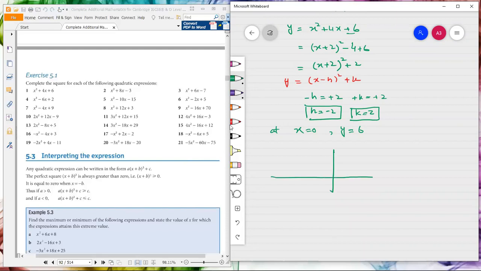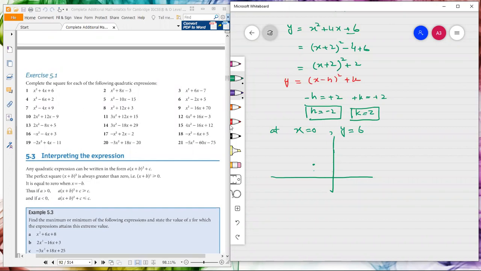This is the vertex of the graph. First, the coefficient of x square here is positive, so it will open upward. The vertex of the graph has x coordinate minus 2 while the y coordinate is 2. Here is the origin, this is negative 2, while y is plus 2. This is the vertex of the quadratic function, while y is 6 at the y-intercept, where this graph crosses the y-axis.